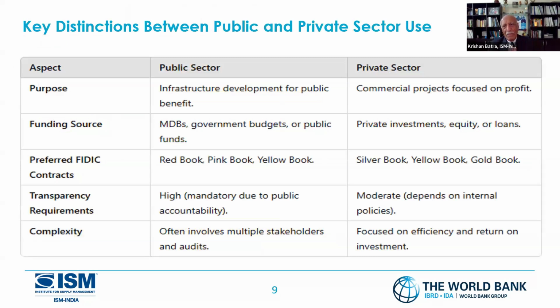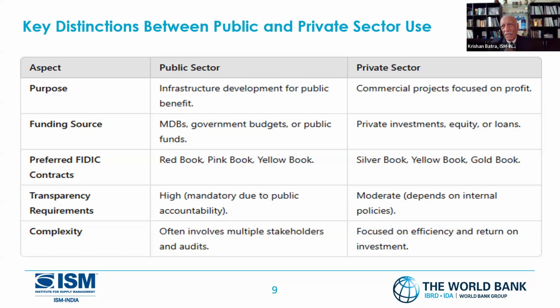The key distinction between public and private sectors: infrastructure development for public benefit, commercial, then MDBs. Public sector is all MDBs, funding sources, multilateral development banks, government budgets, public funds. Private sector is obviously their own. Preferred FIDIC: red book, pink book, yellow book. So the pink book is typically for multilateral development banks, World Bank, Asian Development Bank, African Development Bank, even European Development Bank. So the red book is the one which will be going into very detailed, and Mr. Panigri will go through all the clauses with you. Then in the private sector, we use more of the silver book.